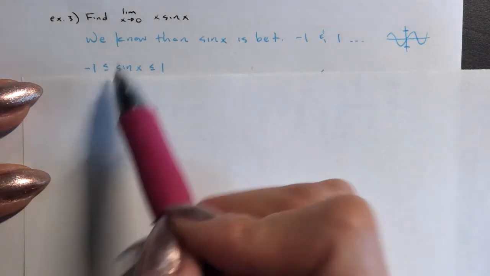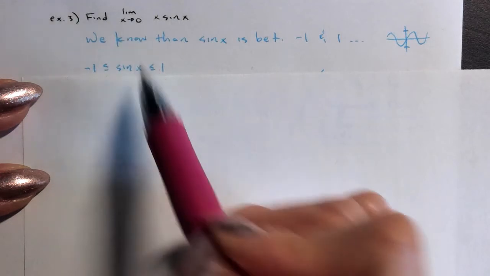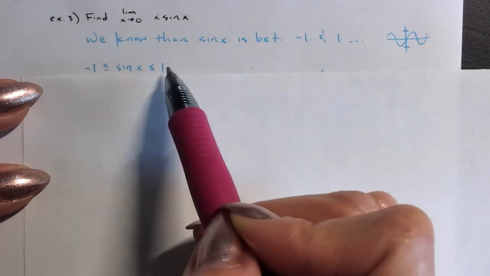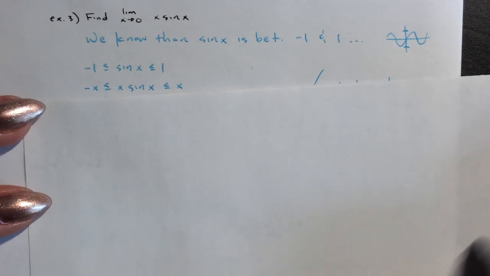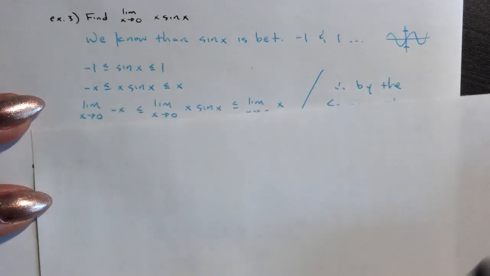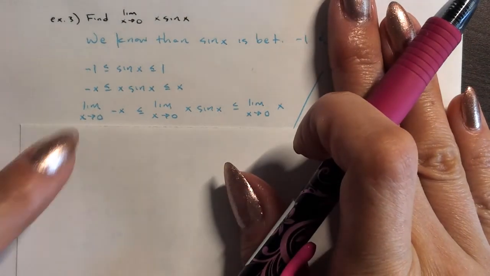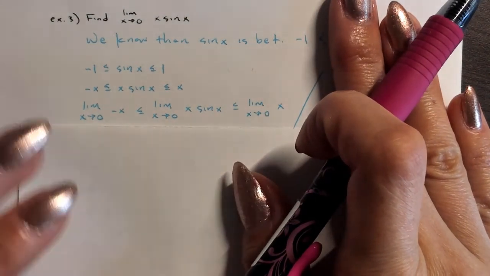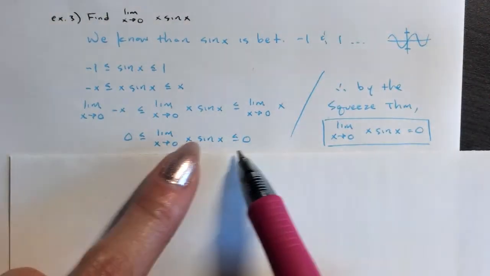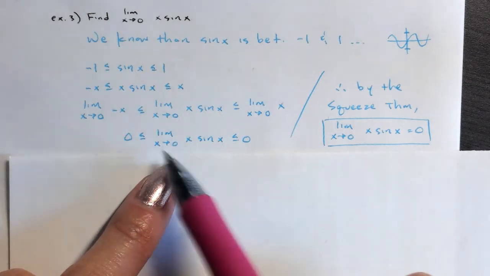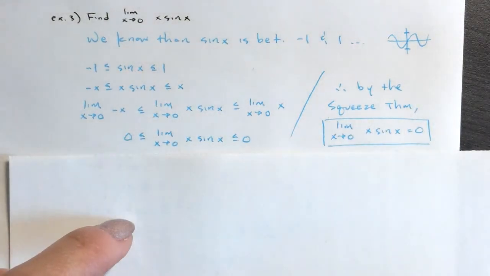But then we want to find this. We want to find x sine of x, and then we want to find the limit. So what do we do to all three portions? We multiply by x. And then we find the limit. And then you actually plug in the 0, and then you get 0, and it only makes sense that this whole thing has to equal 0 then, right? So therefore, by the squeeze theorem, that must be true. All right.